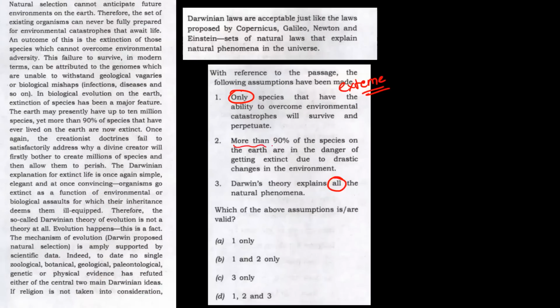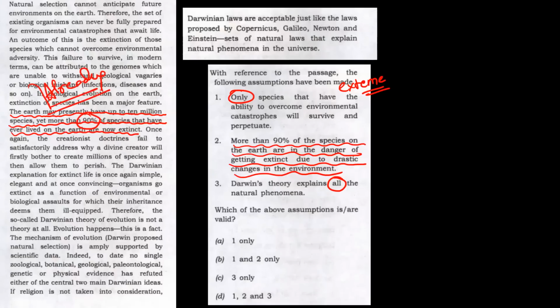Next, you see: more than 90% of the species on the earth are in danger of getting extinct due to drastic changes in environment. And you see what the passage is saying. The passage says the earth may presently have up to 10 million species, yet more than 90 percent of species that have ever lived on the planet are now extinct. So it is talking about the 90% which has already gone extinct, and it is talking about the future.